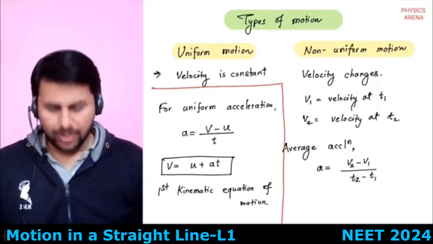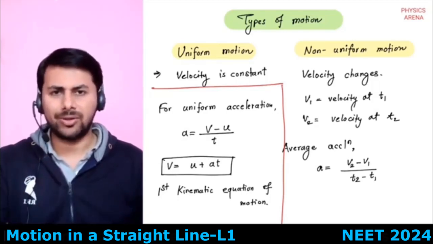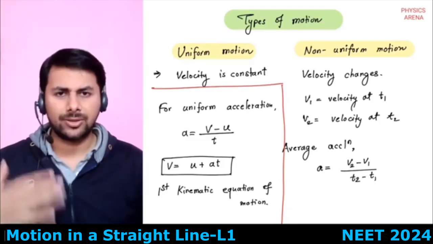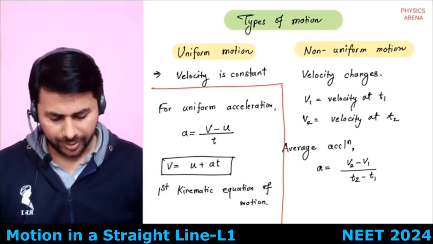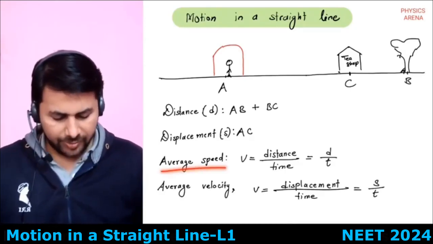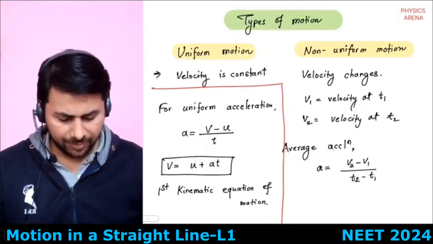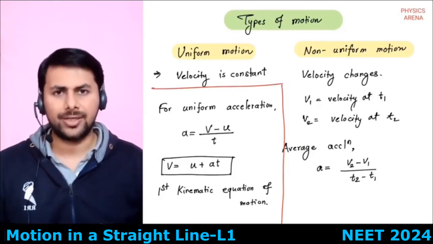Or you can say speed. In uniform motion, your speed will be constant. In non-uniform motion, your speed will be changing. So now here we define the speed, which is distance upon time, the velocity, which is displacement divided by time, and we can define the acceleration.